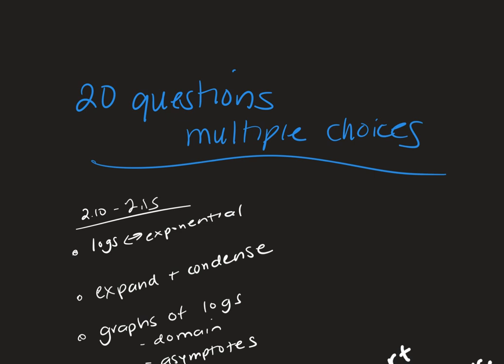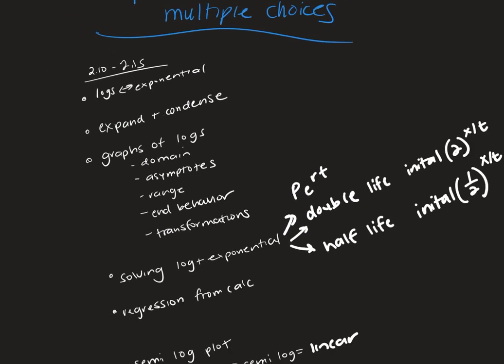I made it multiple choice so that I can get those grades back to you as soon as possible, so that we can go over it in class on Wednesday if there's any mistakes, and then you'll know your exemptions based on that. It's going to cover 210 to 215.